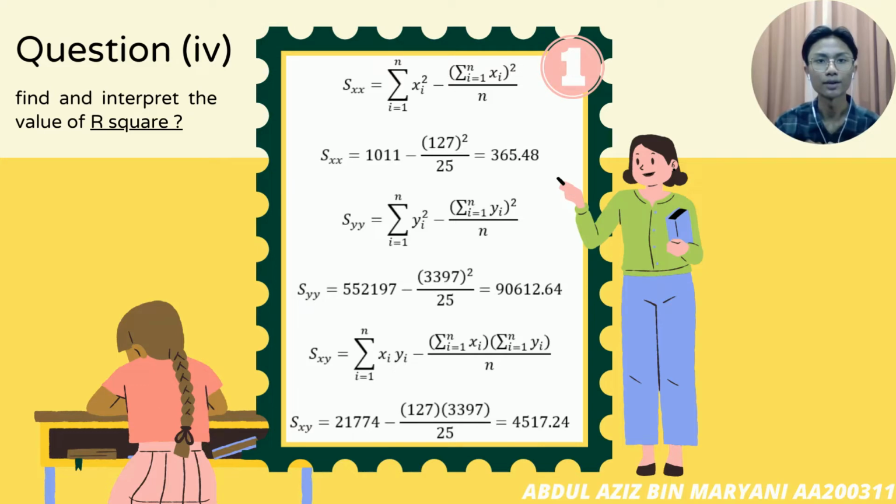First, we need to get the variable of Sxx, Syy, and also Sxy. The formula of Sxx is the total sum of x squared minus the total sum of x, squared, and divide it by the total sample size, which is 25. The answer of Sxx is 365.48.